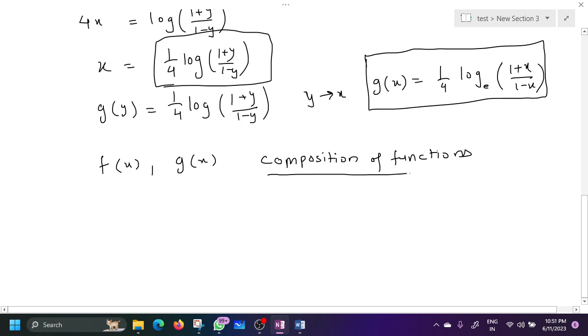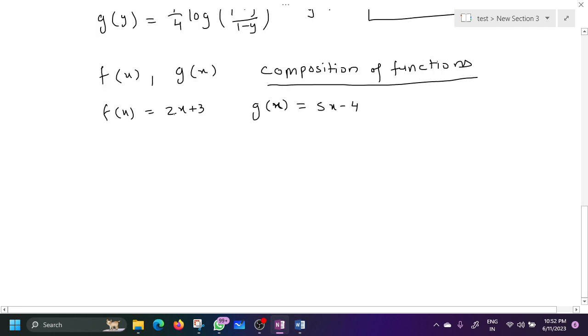What does this thing mean? I'll tell you with an example. Suppose f(x) is a simple function, 2x plus 3, and g(x) is also a simple function. Suppose this function is 5x minus 4. Composition of functions means putting one function inside another function.